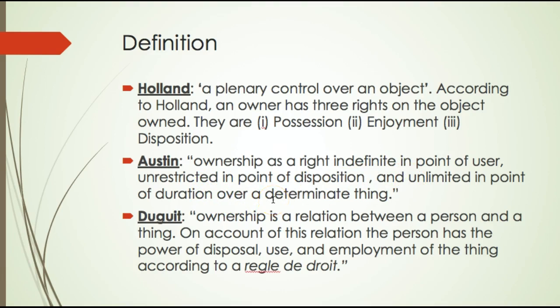You own something because you can use it, you can dispose of it, and you can have a duration for the ownership itself. Similarly, according to Duguid, ownership is a relation between a person and a thing. It's interesting to look at how Duguid puts it, because when you have an item owned by you, he regards it as a relationship, and that relationship we call ownership. On account of this relation, the person has the power of disposal, the use and employment of the thing, according to the Regel Detroit. This is a term meaning the right to own something, the right to ownership, the right to belong to something.